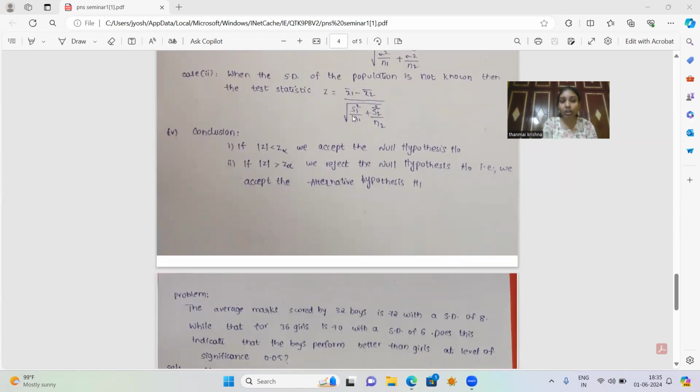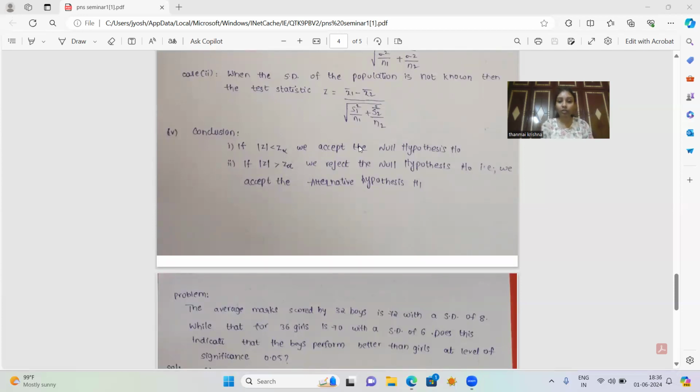Next, this is case 2, which means the standard deviation of the population is not known. Then, like before, we are going to take the standard deviation of the sample, which gives z equal to x1 bar minus x2 bar by the root of s1 square by n1 plus s2 square by n2. Here, s is the standard deviation of the sample.